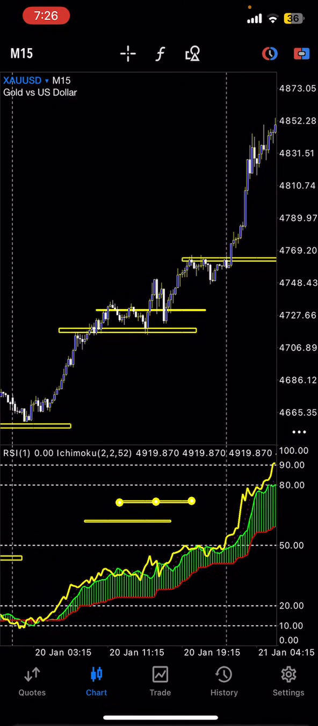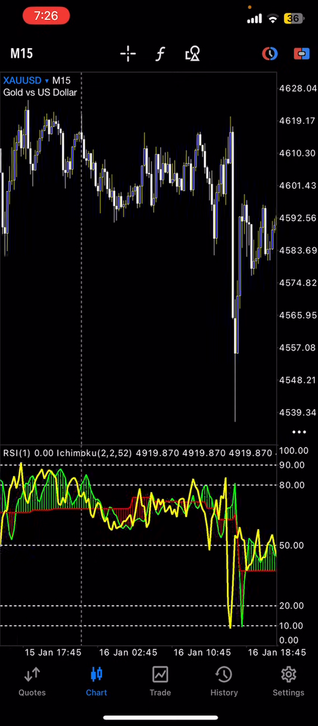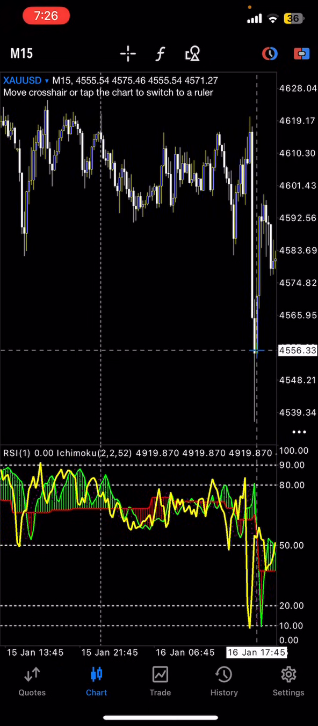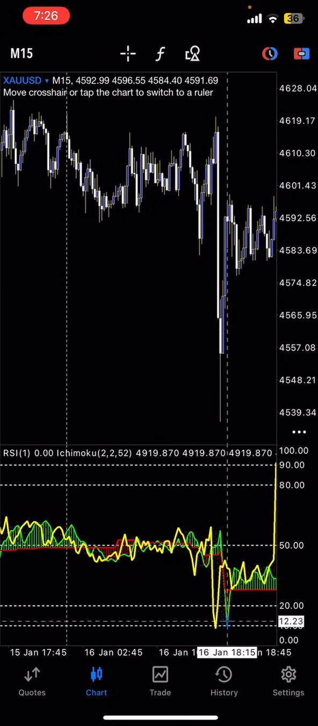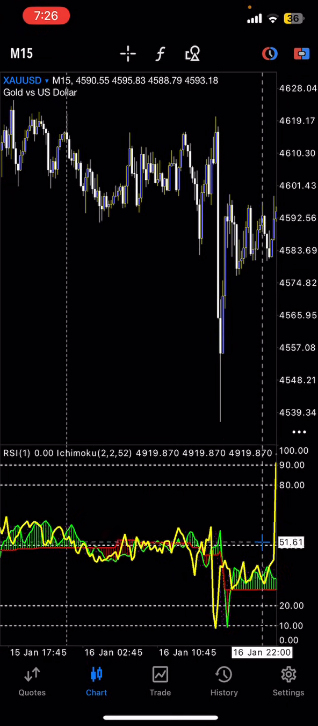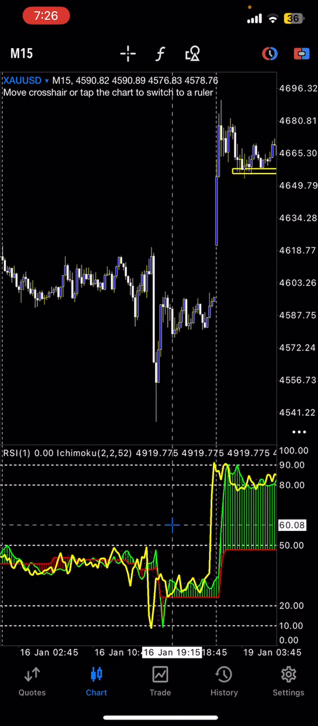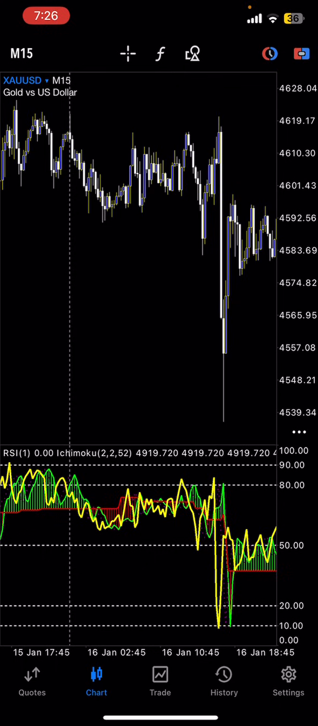Okay. So I'm just gonna give another example. Let me just delete this. Okay. Look, price comes here. Price comes to the oversold area, and then price starts going back up. And you can see same thing here. Price goes up.